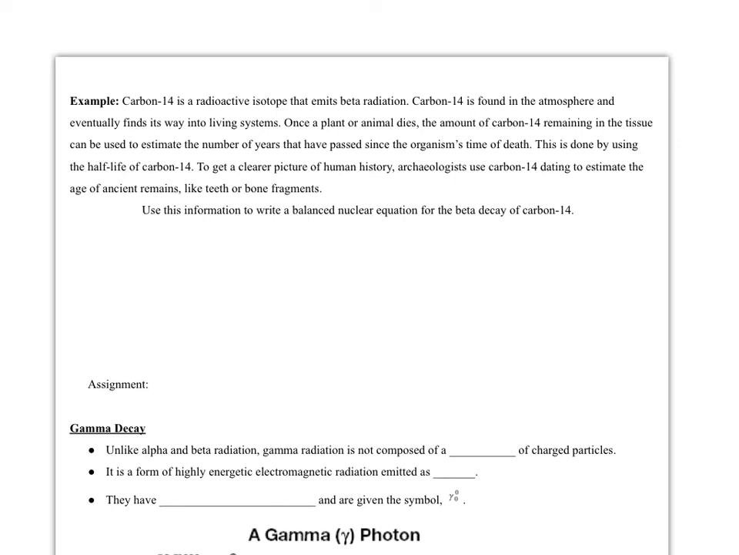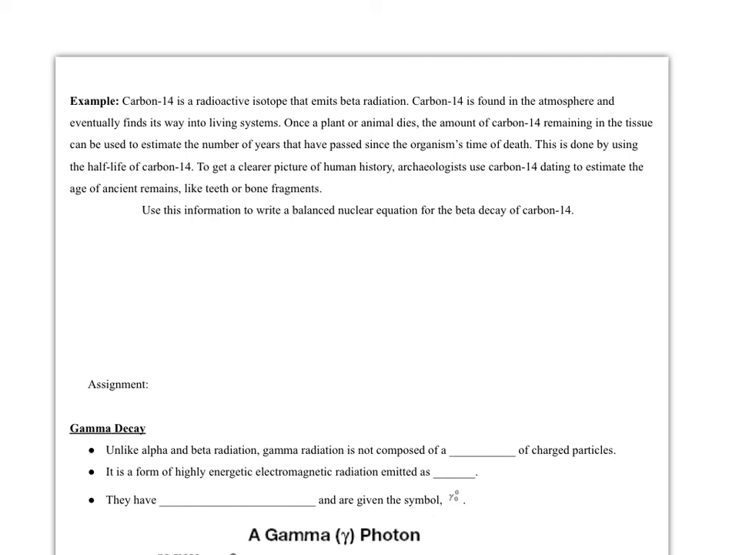Carbon-14 is a radioactive isotope that emits beta radiation. Carbon-14 is found in the atmosphere and eventually finds its way into living systems. Once a plant or animal dies, the amount of carbon-14 remaining in the tissue can be used to estimate the number of years that have passed since the organism's time of death. This is done by using the half-life of carbon-14.